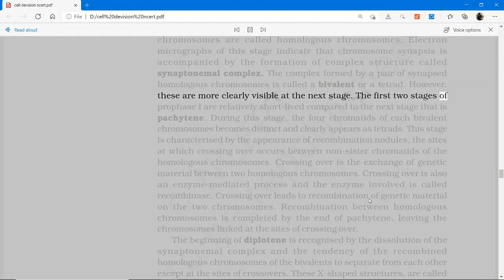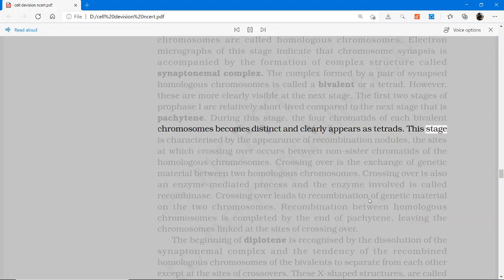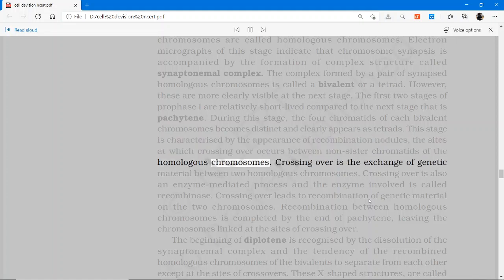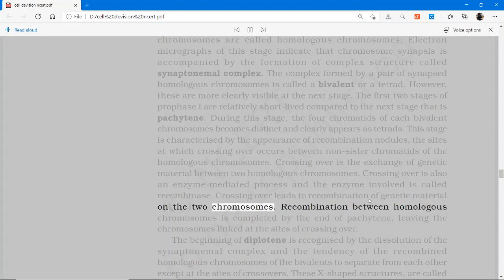The first 2 stages of prophase I are relatively short-lived compared to the next stage, that is pachytene. During this stage, the 4 chromatids of each bivalent chromosome become distinct and clearly appear as tetrads. This stage is characterized by the appearance of recombination nodules, the sites at which crossing over occurs between non-sister chromatids of the homologous chromosomes. Crossing over is the exchange of genetic material between 2 homologous chromosomes. Crossing over is also an enzyme-mediated process and the enzyme involved is called recombinase. Crossing over leads to recombination of genetic material on the 2 chromosomes.